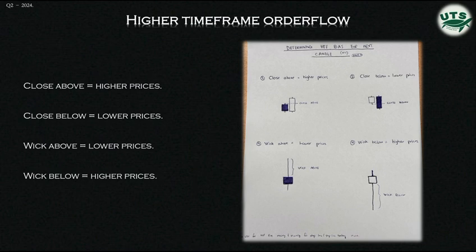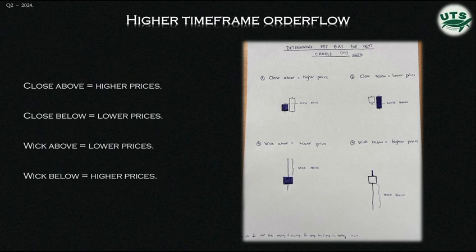This is a picture which I've posted before. If you've seen it, then observe the finer details. If you haven't, then there you go. Close above equals higher prices. Close below equals lower prices. Wick above equals lower prices. And wick below equals higher prices. This is on determining the higher time frame order flow.